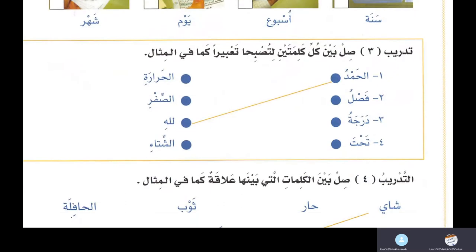The third exercise: connect between each pair of words so that they become a phrase, as in the example. Connect between each pair of words so that they become a phrase. So, Alhamdulillah, like Alhamdulillah. Then winter season, temperature, like this.